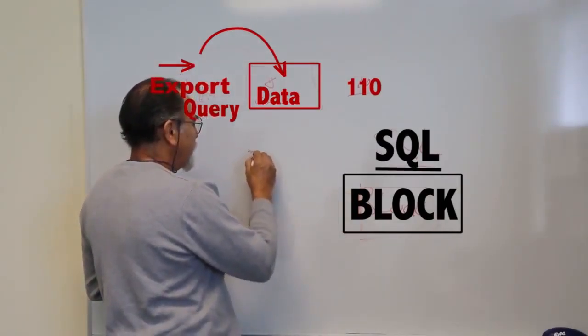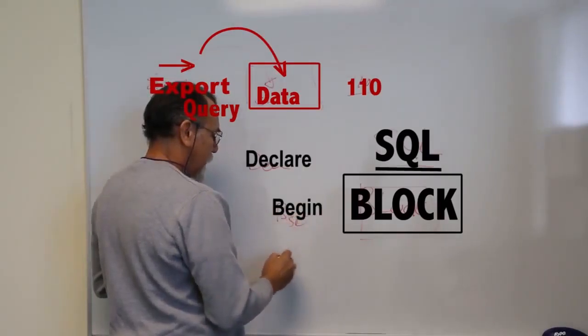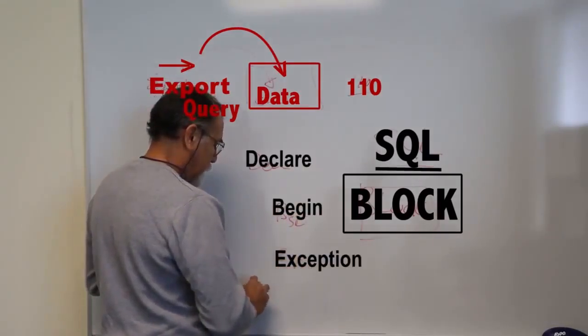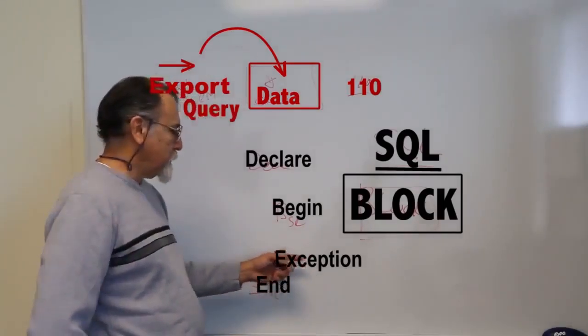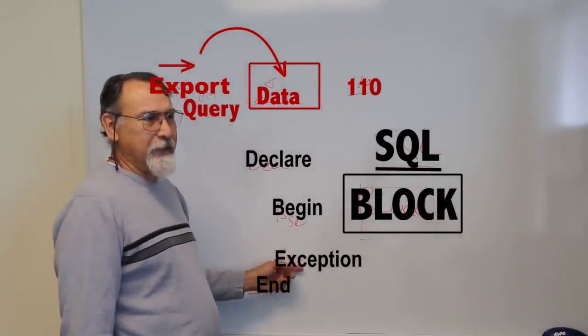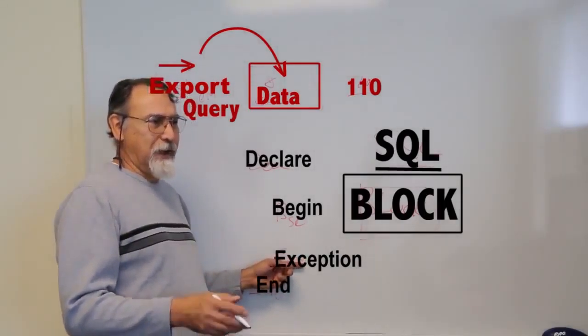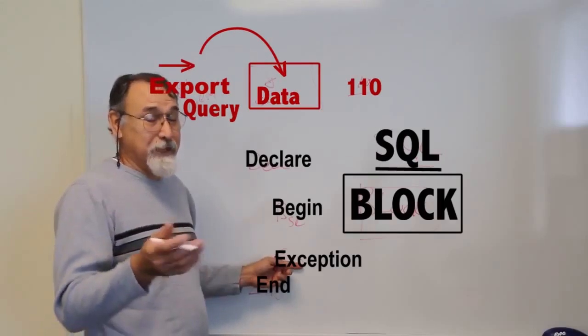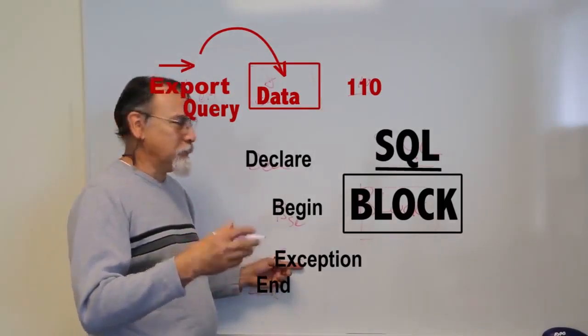Within that block, you have what they call the declare section, you have the begin, you have the exception, and you have the end. If you remember in that intro video, I told you the exception is that item where you trap things, you capture things that are outside the norm of what you're looking for. It could be a mistake, or it could be an issue where it's really not what you're looking for.